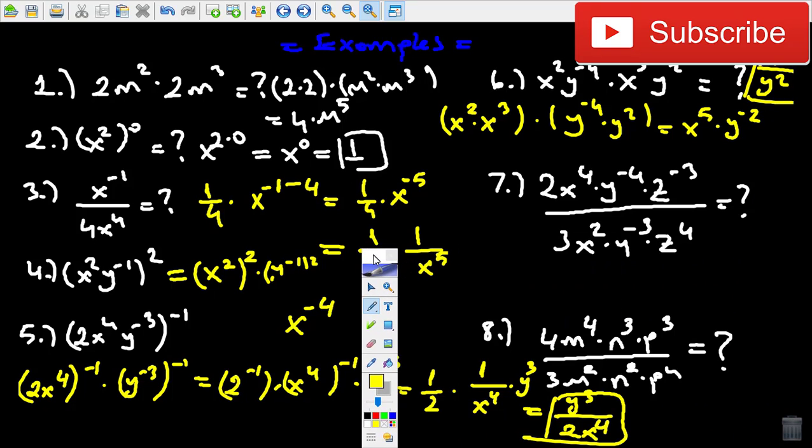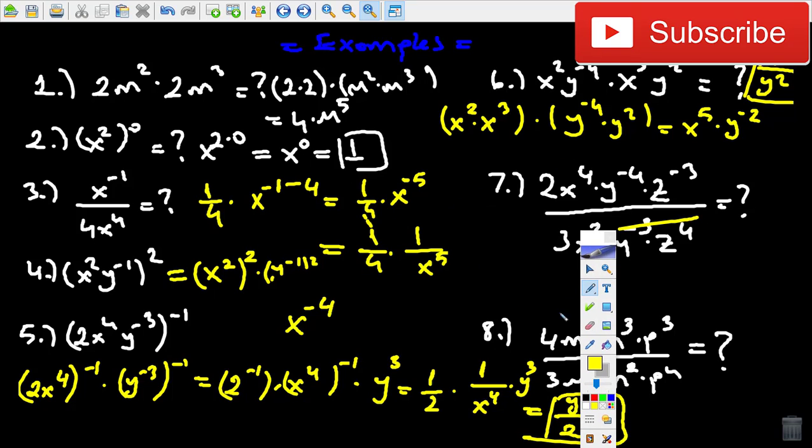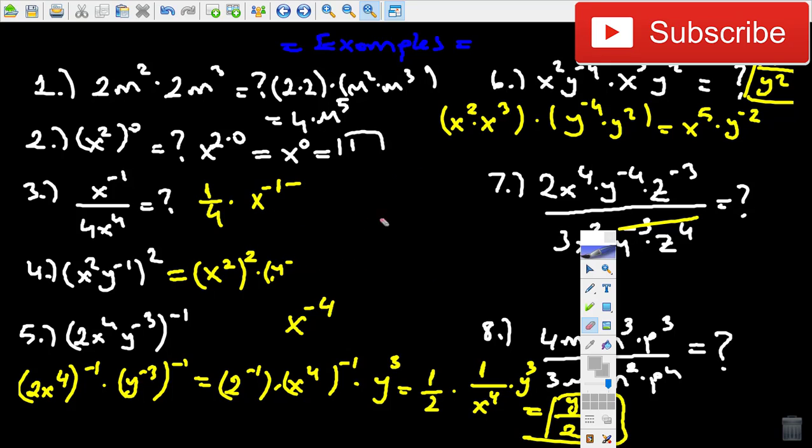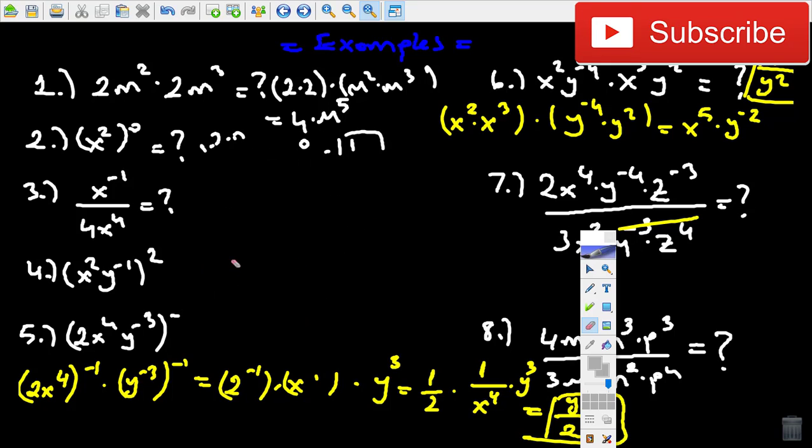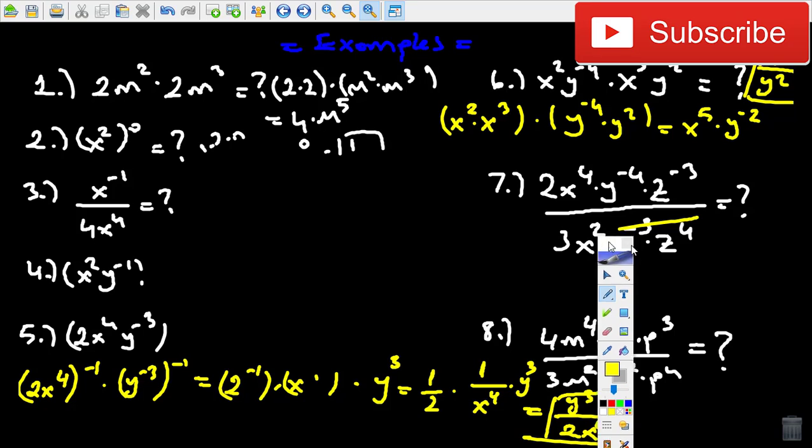Okay. Then in question 7, we got division. So 2 times x to the power of 4 times y to the power of negative 4 times z to the power of negative 3. So basically we're going to group everything. So we got x base, we got y base, we got z base, and we also got division of this constant number. So we need to group them together. Before that, I'm going to clean up the boards really quick so I can create myself a space. I'm going to do it over here.